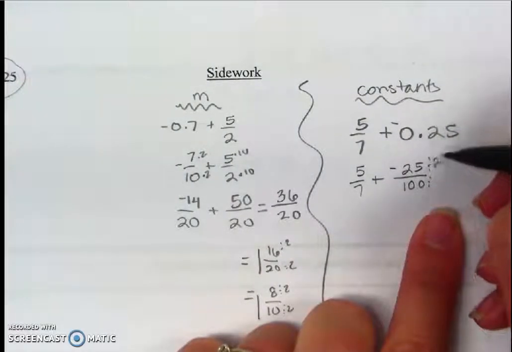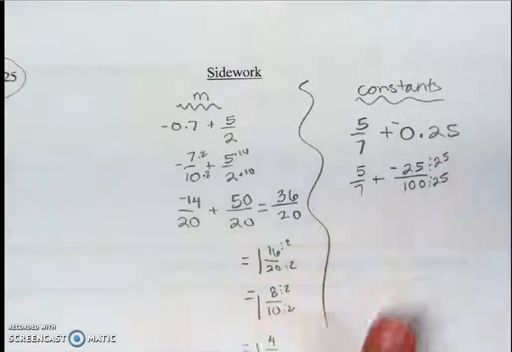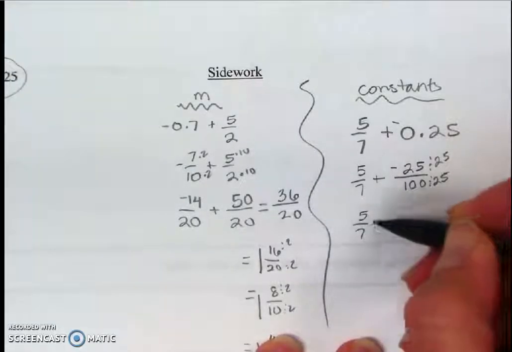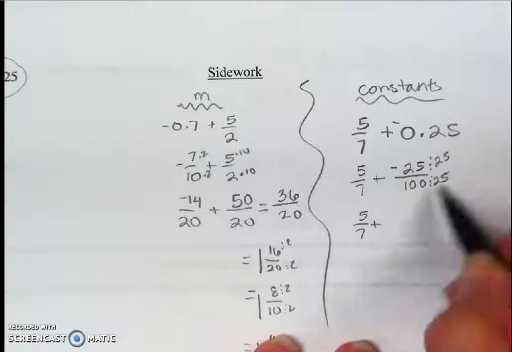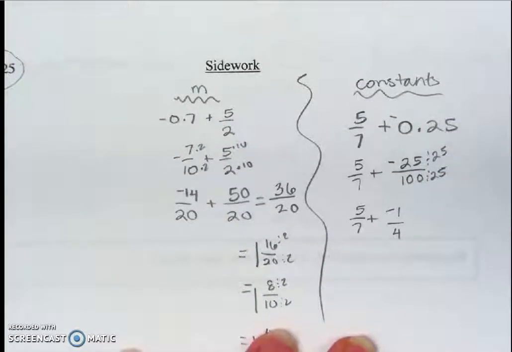So I'm going to reduce this by 25s. I happen to know my quarters, and I know that this is divisible by 25. Don't mind that bell. You're going to hear a couple of those today. All right, so this is going to become 5/7 plus negative 1/4. That's a much easier number to work with.